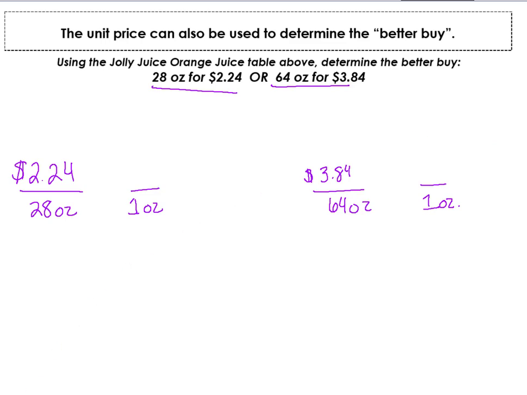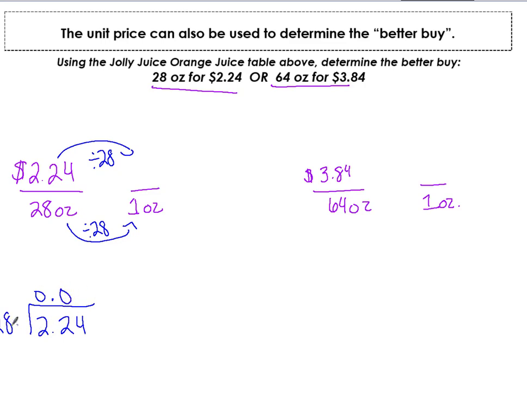I do the same thing, find my scale factor for both. I have 28. To get to the 1, I'm going to divide by 28. I do the same thing to the top, divide by 28. So now I divide $2.24 by 28. 28 goes into 0? No. Don't forget to type your decimal. 28 goes into 22? No. But 28 will go into 224, but we don't know how many times. Let's multiply 28 times 8 and see if that goes in there.